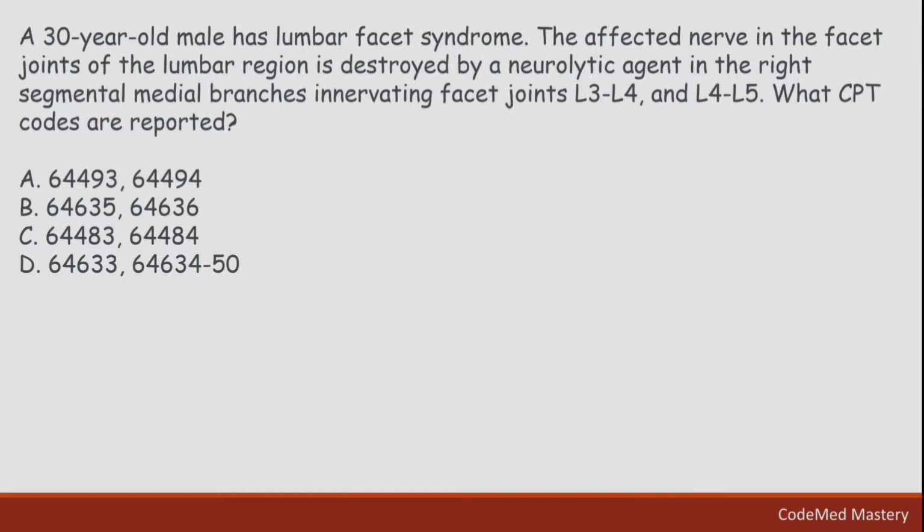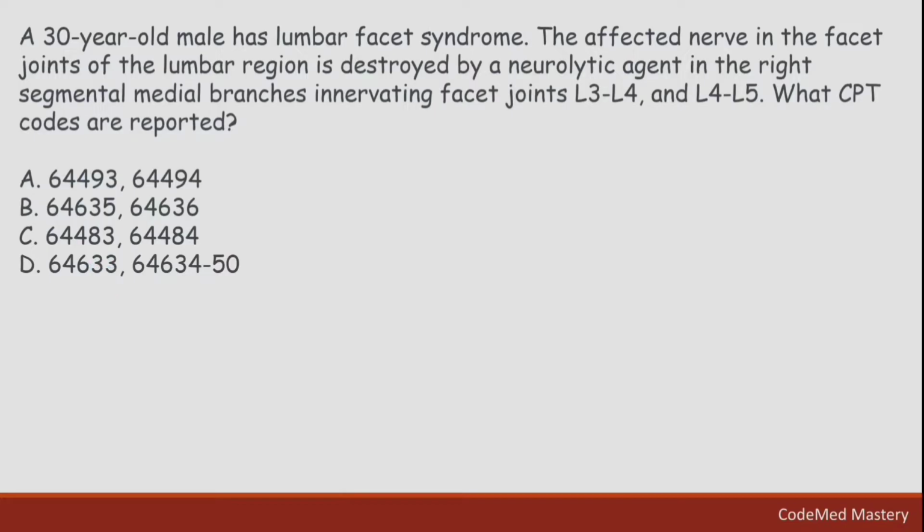Read the question. A 30-year-old male has lumbar facet syndrome. The affected nerve in the facet joints of lumbar region is destroyed by a neurolytic agent in the right segmental medial branches, innervating facet joints L3 to L4 and L4 to L5. So what CPT codes are reported?